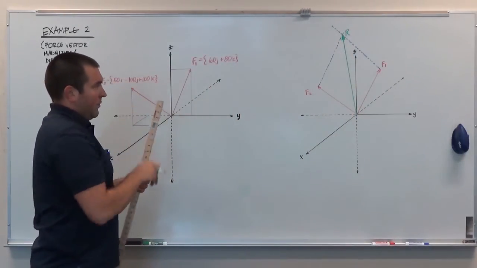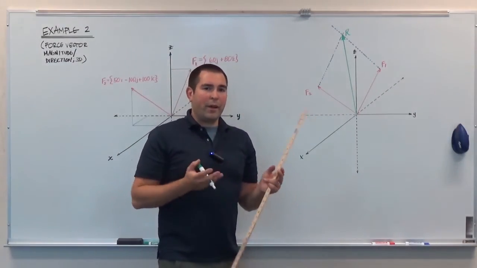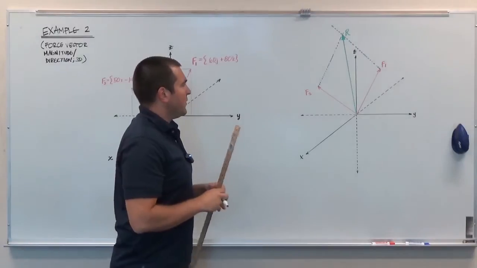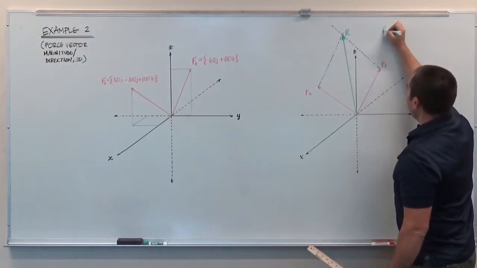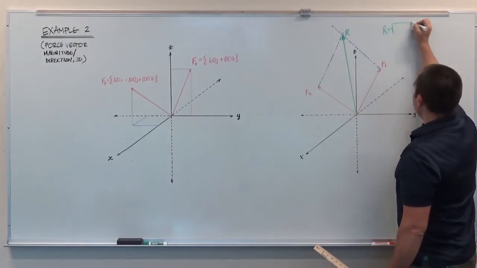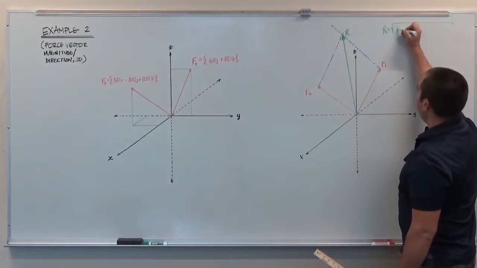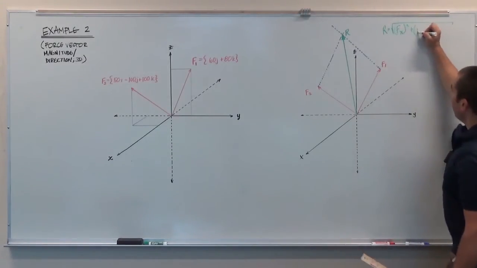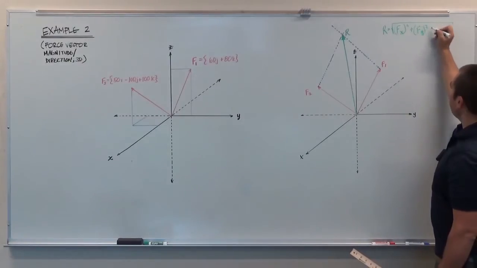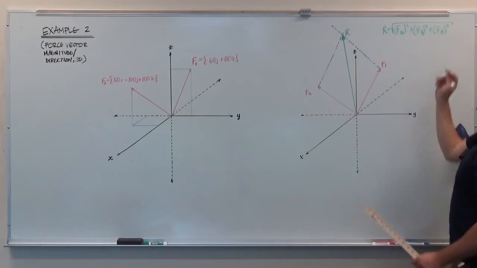And so the magnitude of that resultant vector we're going to figure out based off the Pythagorean theorem applied to three dimensions. So we're going to know that the magnitude of this resultant will be equal to radical, whatever component we have in the x direction squared, plus whatever magnitude we have in the y direction squared, plus whatever magnitude we have in the z direction squared.